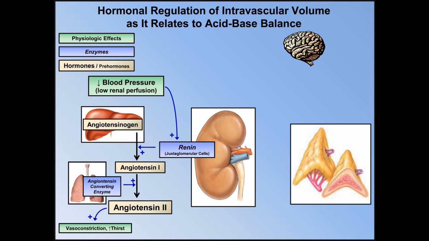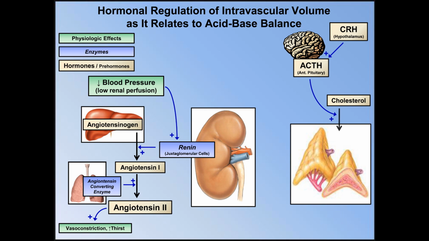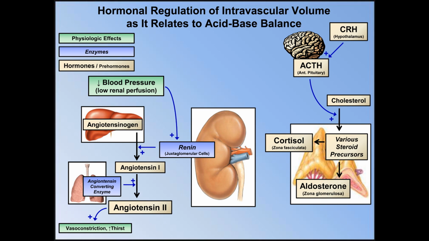Initially separate from the renin-angiotensin system is the hypothalamic pituitary adrenal system. This begins in the hypothalamus with the release of a hormone called corticotropin-releasing hormone, or CRH, which travels locally to the anterior lobe of the pituitary gland, where it triggers release of ACTH. ACTH travels systemically to the adrenals, where it stimulates conversion of cholesterol into a variety of steroid precursors. Through a sequence of biochemical steps beyond the scope of this lecture, some of these precursors are converted into cortisol in the zona fasciculata of the adrenal cortex and into aldosterone in the zona glomerulosa.